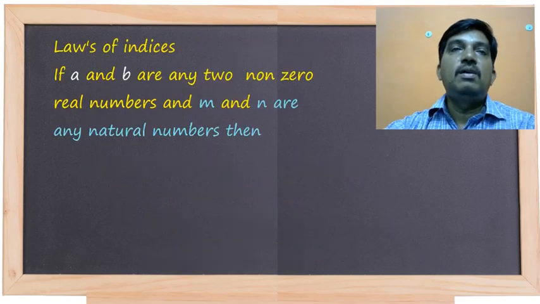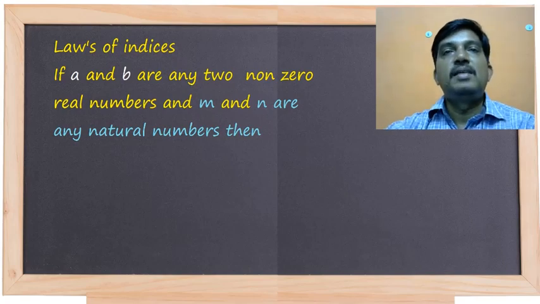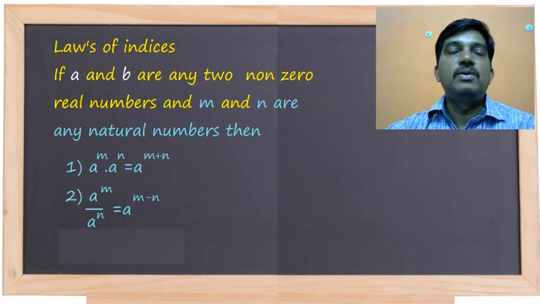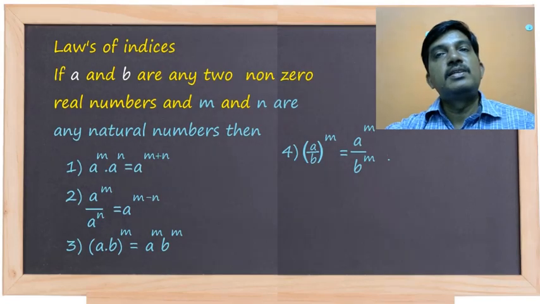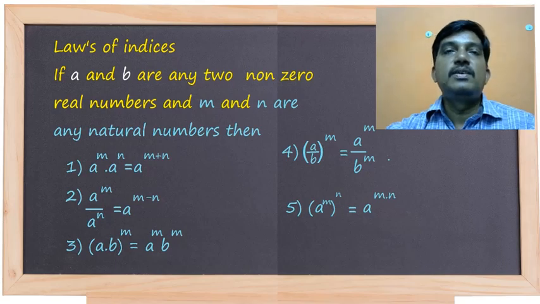Now come to the laws of indices. If a and b are any two non-zero real numbers and m and n are any natural numbers, then a power m into a power n is equal to a power m plus n. A raised to m divided by a raised to n is equal to a raised to m minus n. A into b raised to m is equal to a raised to m into b raised to m. A by b raised to m is equal to a raised to m divided by b raised to m, and a raised to m raised to n is equal to a raised to mn. These are the laws of indices, which is required for analyzing the logarithm function.